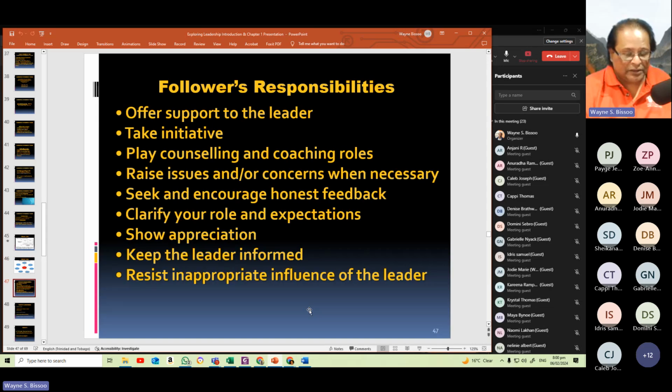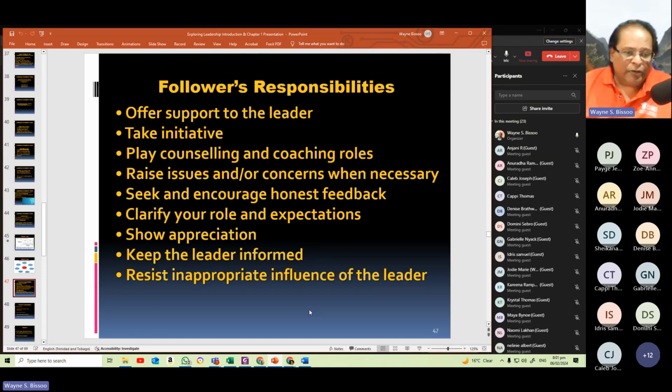Now, what are the responsibilities of true followers? Followers should offer support to leaders. That's across the board. All right, followers should take initiative and not wait to be asked to do things. They should also play counseling and coaching roles to both other followers as well as the leader. Now, this is not necessarily something that a leader would appreciate, but it's important that they do so. Leaders need to understand that they don't know everything, and therefore they sometimes need to be coached on how to do it and counseled when they do things that they're not supposed to do.